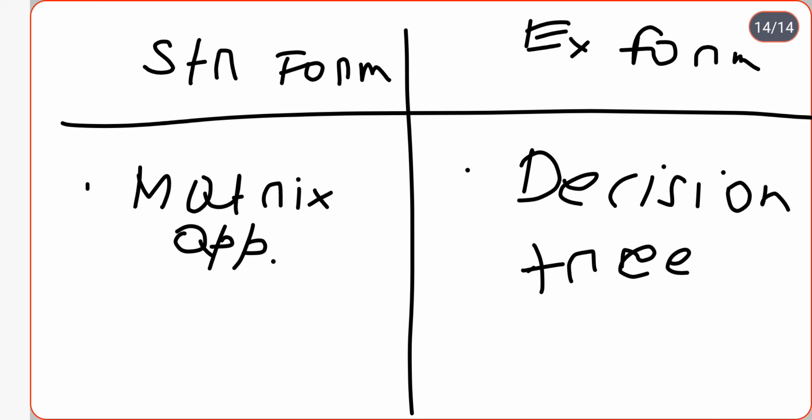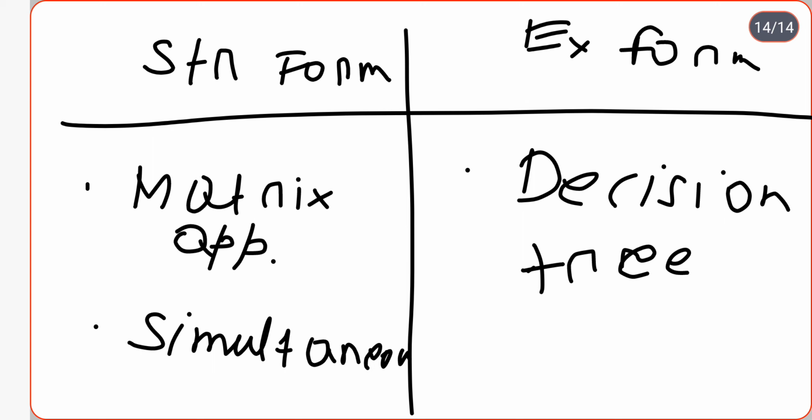And the strategic form game is assuming simultaneous decision making. That means each criminal doesn't know about the other's decision. They are making their decision on the basis of their own will, and they don't know about the decision of the other criminal. So they are not going to influence each other's decision, because they don't have any idea about the other criminal's decision. So this is basically simultaneous decision making.